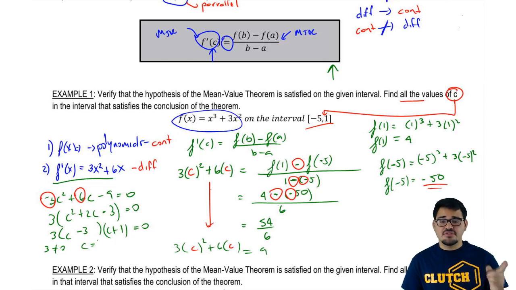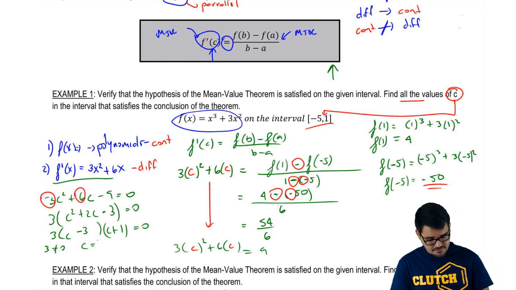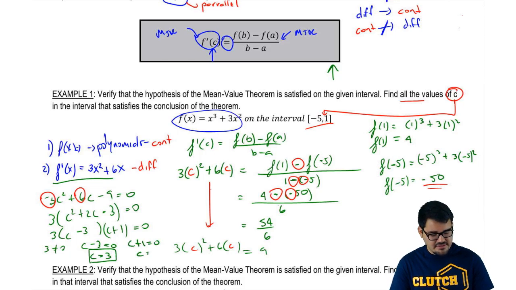This right here, when I set it equal to 0, when I have c minus 3 equal to 0, let's do it. Let's not be lazy. C minus 3 equal to 0 gives me c equal to 3. And then when I have here c plus 1 equal to 0, it gives me c equal to negative 1.